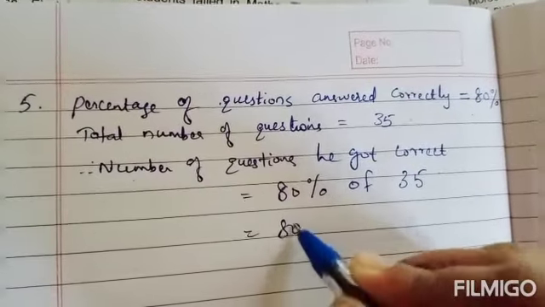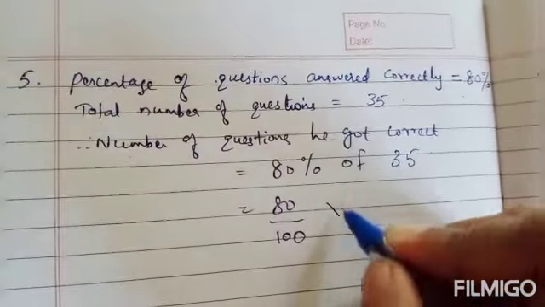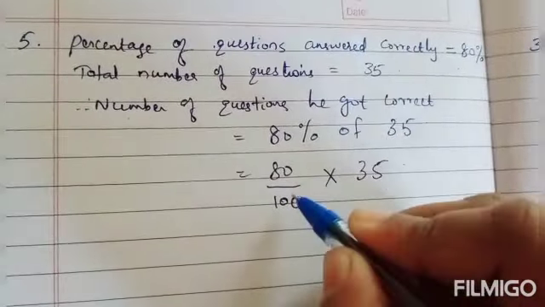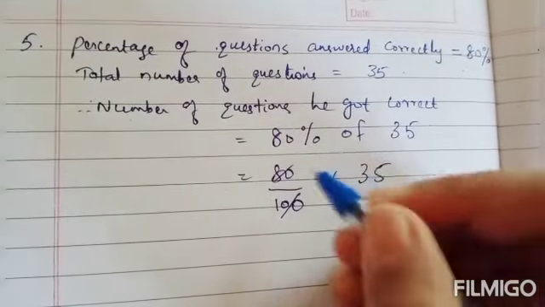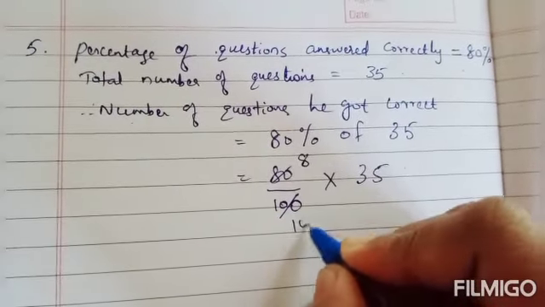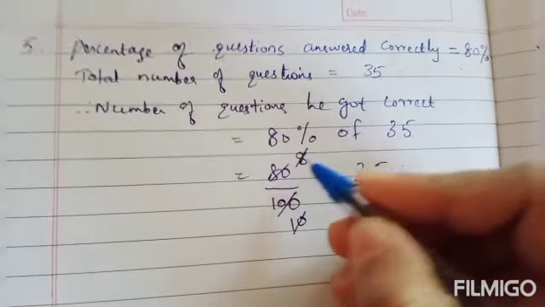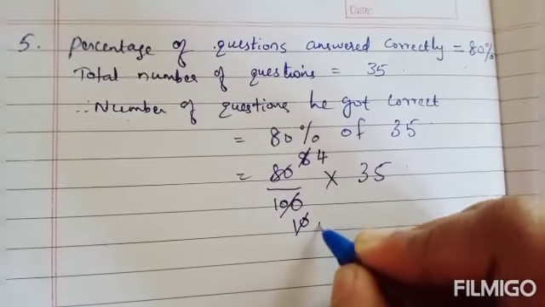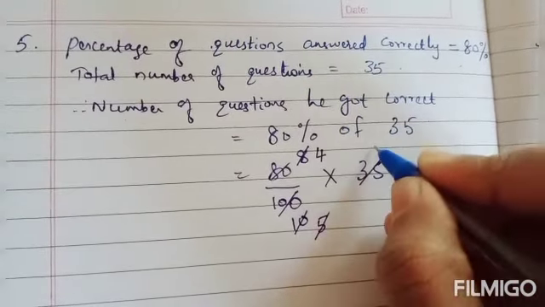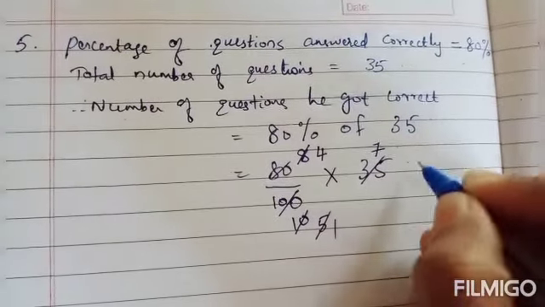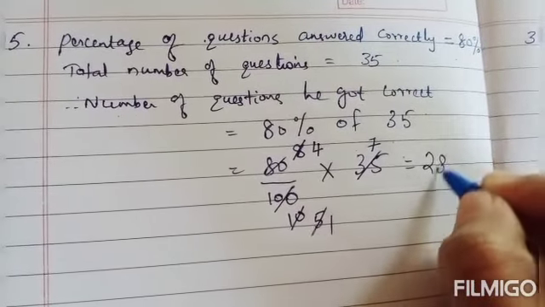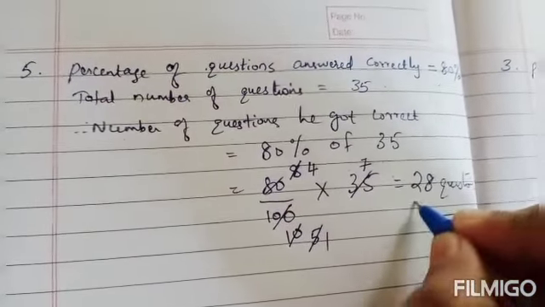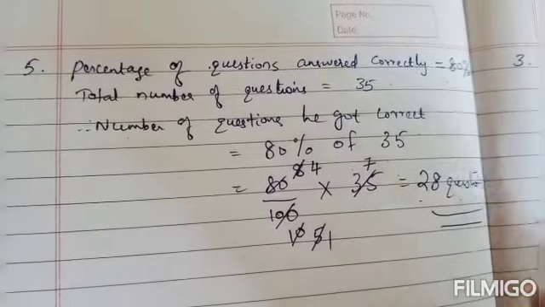Okay, so that is 80%, it is 80 by 100 into total number of questions, it is 35. Okay, now here 80 and 100 will go in 10. Here 8, here 10. 8 and 10, again it will go in 2. You will get here 4, here 5. Now 5 and 35 will go in 7. Here 7, here 1. So 4 into 7, 28 questions. Okay. So for 28 questions, he got correct answer.